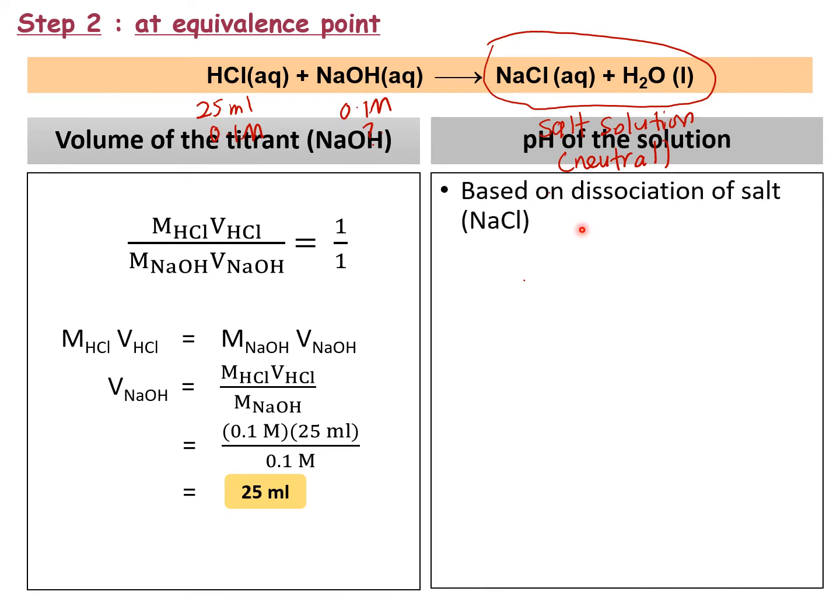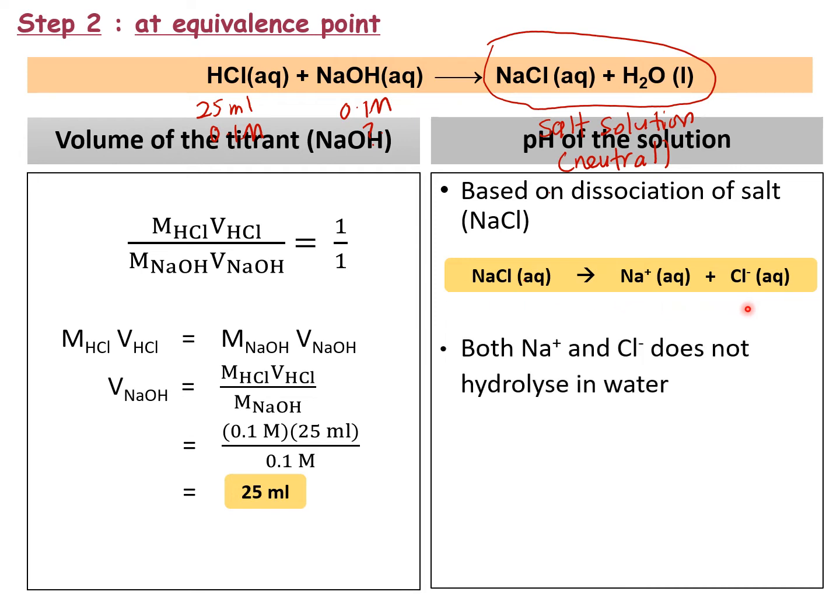So, based on the dissociation of salt, mesti nyatakan dissociation of salt. Okay, dissociation of salt maksudnya apa? Kita pecahkan. Salt completely dissociate kepada ion dia, Na plus and Cl minus. Apa yang kita dapat kat sini? So, kita dah tahu both sodium Na plus ion and Cl minus ion does not hydrolyze in water.